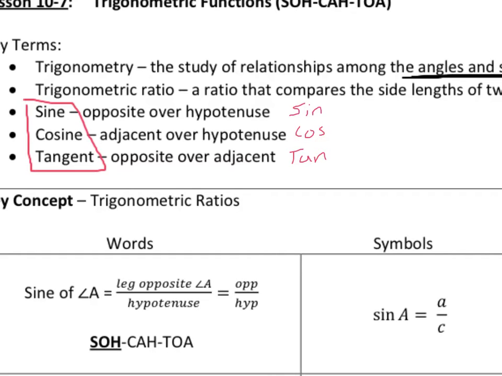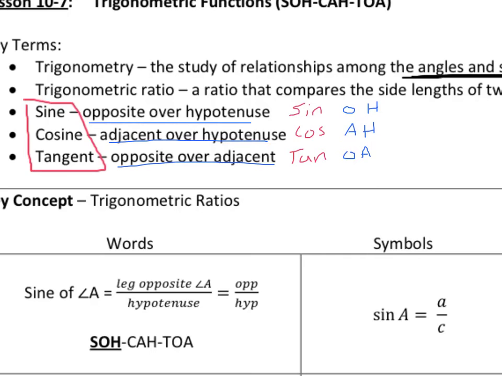Now, the phrasing opposite over hypotenuse is the ratio that we'll look into a little bit later. Adjacent over hypotenuse and opposite over adjacent are basically you making a fraction or a ratio with those sides.